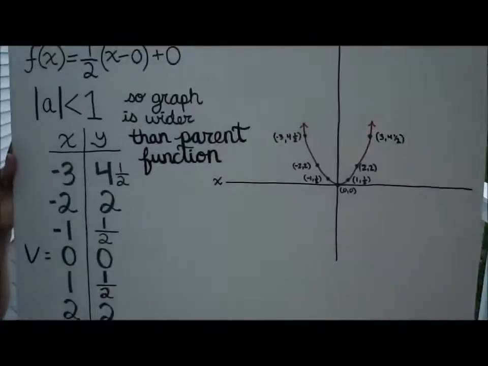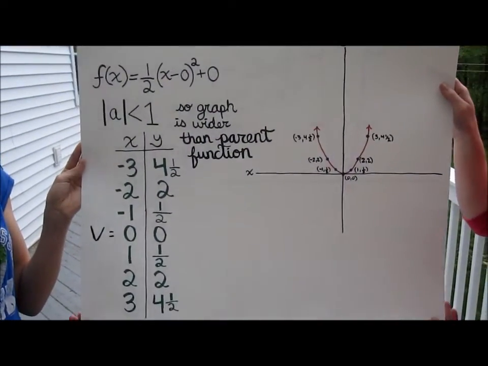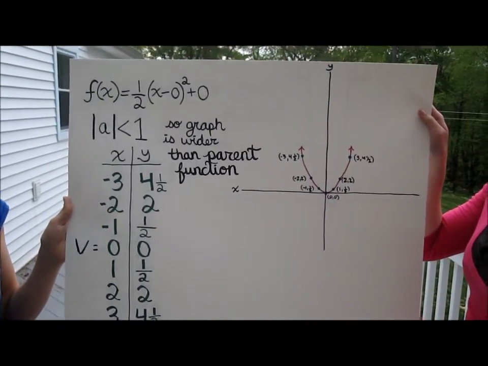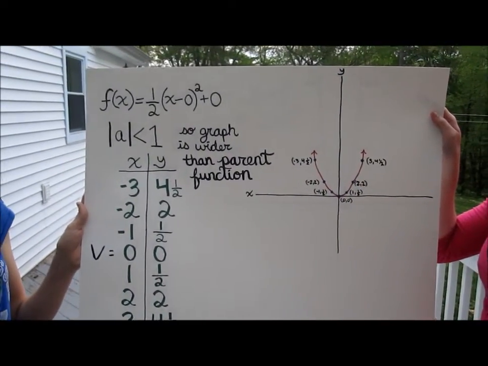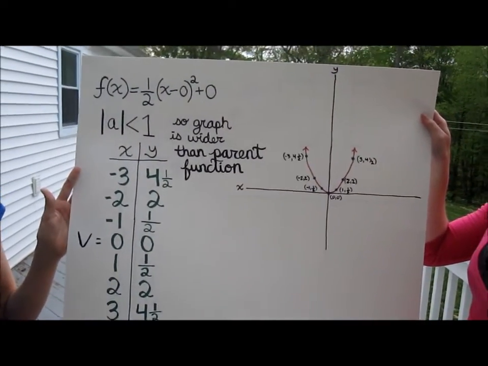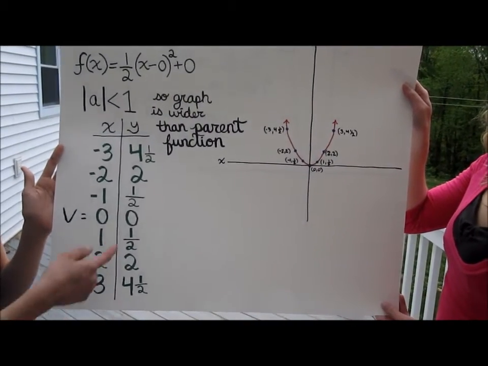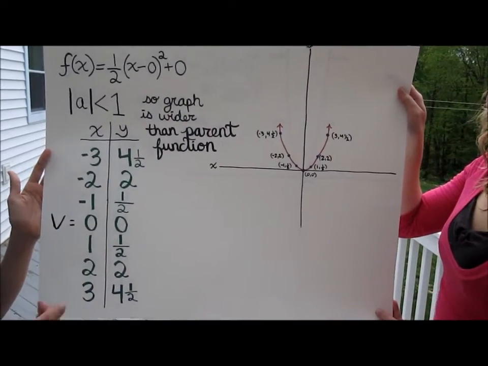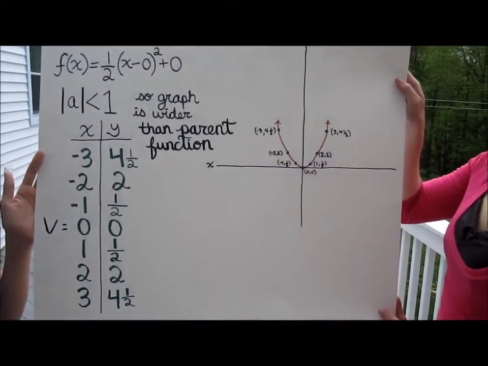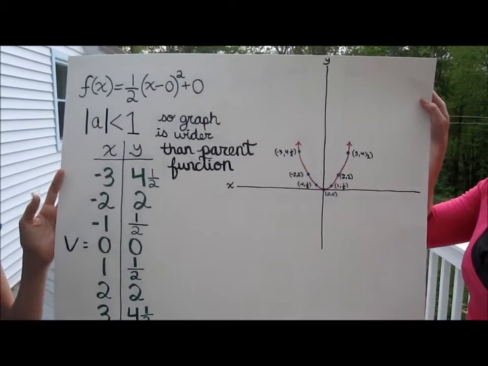Okay, this is another variation of the parent function where f(x) = 1/2 x^2. In this graph, the absolute value of a is less than 1, so that makes the graph wider than the parent function. You also notice that because a is less than 1, the coordinates increase slower, which makes the graph wider. And as you can see, the vertex is still at the origin (0, 0) because h and k have not changed.